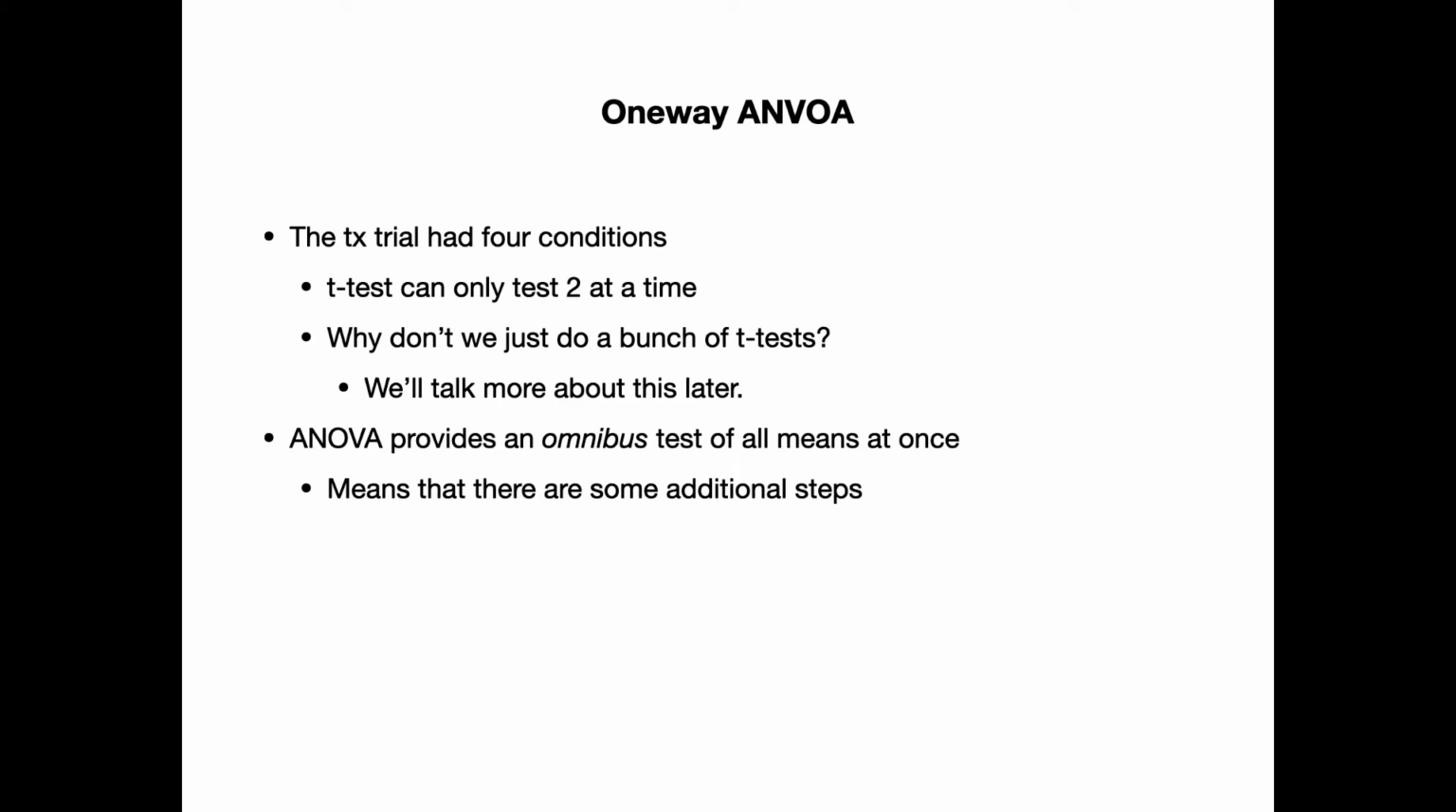But what we want to do instead is use what's called an omnibus test, and what that does is allow us to test all the means at a single time. So omnibus meaning that kind of covers everything. And ANOVA is one of those tests that allows us to do that. The consequence of that is that there are some additional steps involved to get to the test that we're often interested in.